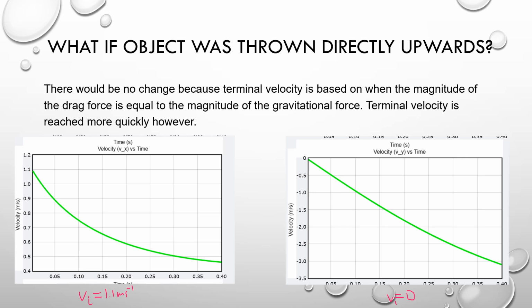Now, what if the object was thrown directly upwards? There'd be no change because terminal velocity is based on when the magnitude of the drag force is equal to the magnitude of gravitational force. Terminal velocity is reached more quickly, however.